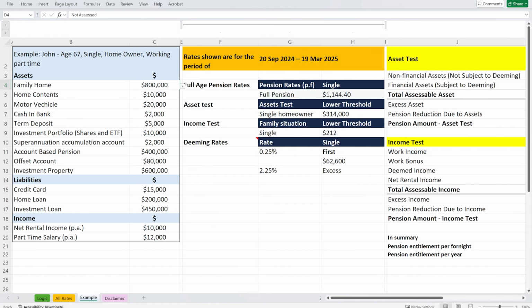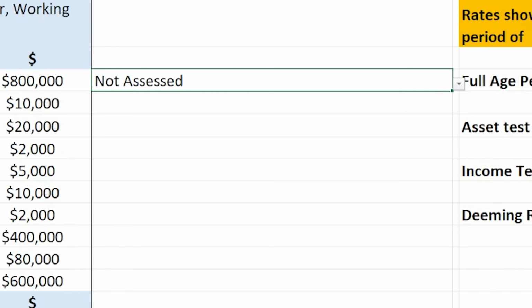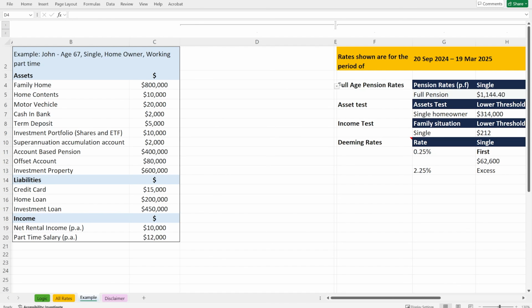Let's start with the asset test. There are generally 4 types of assets. Some assets and liabilities are not assessed in either the asset or income test. Some are assessed in only the asset test. Some are assessed in the asset test and also deemed to contribute in a set way towards the income test. Some are assessed in the asset test, but they are not deemed, meaning there is a unique way to assess their income. Let's review John's assets and liabilities.